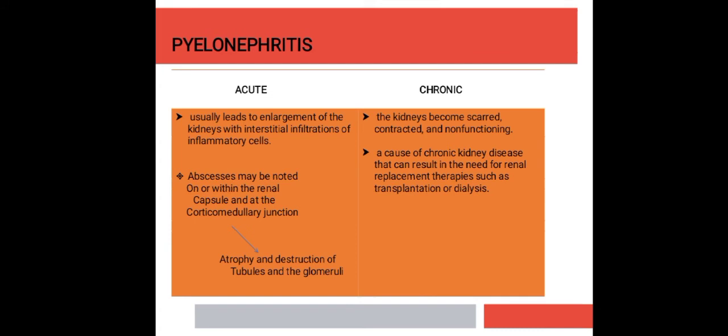Acute pyelonephritis usually leads to enlargement of the kidneys with interstitial infiltrations of inflammatory cells. Abscesses may be noted on or within the renal capsule and at the corticomedullary junction. Eventually, atrophy and destruction of tubules and the glomeruli may result. When pyelonephritis becomes chronic, the kidneys become scarred, contracted, and non-functioning. Chronic pyelonephritis is a cause of chronic disease that can result in the need for renal replacement therapies such as transplantation or dialysis.